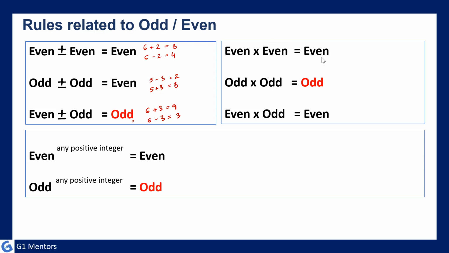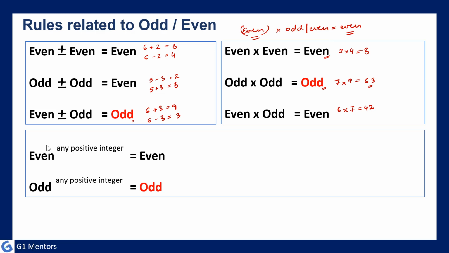Even multiplied by even is always an even. So for example, 2 into 4 is 8, always an even. Odd into odd is always an odd. 7 into 9, 63, which is also an odd number. However, if we multiply even with an odd number, then it's an even number. So for example, 6 into 7 is 42. To summarize, if an even number comes in the multiplication, whether it is multiplied by an odd number or by an even number, the result is always an even number.